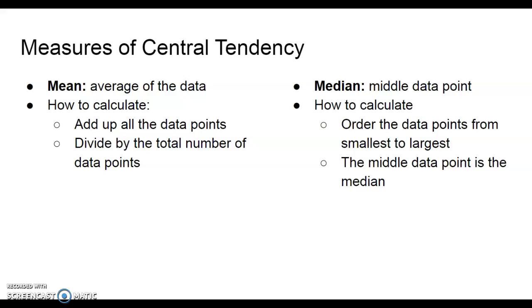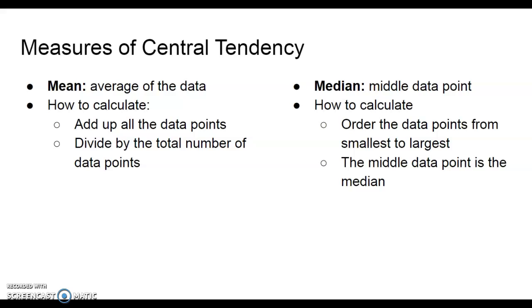We calculate the mean of a data set by first adding up all of the data points in our set, and then we divide that sum by the total number of data points, okay? Our second measure of central tendency that we're going to talk about is median. Median is the middle data point in a data set.